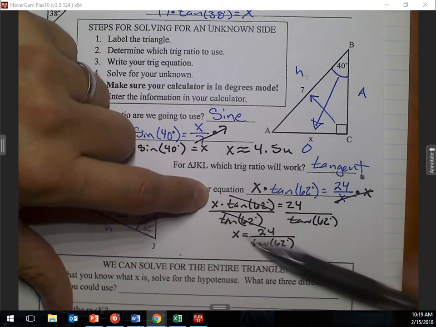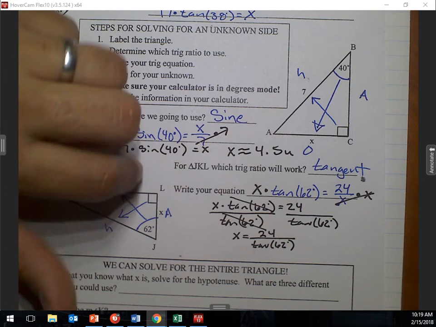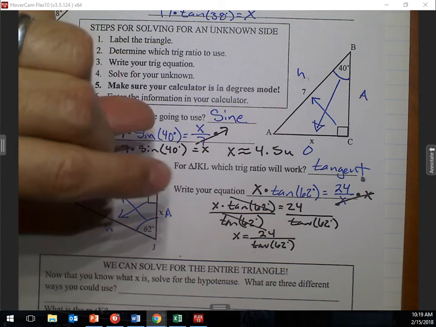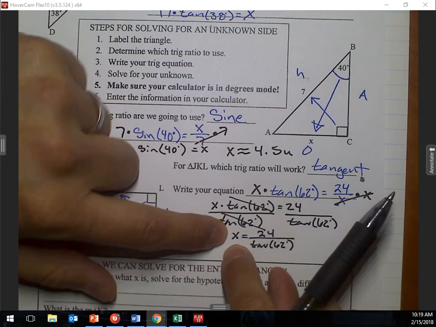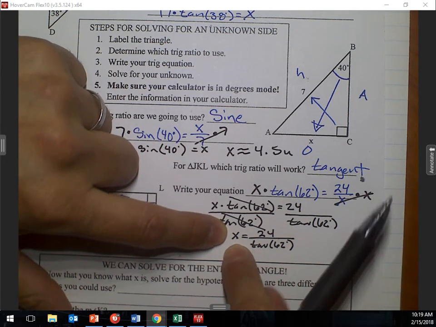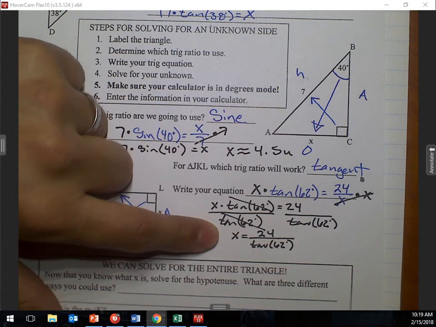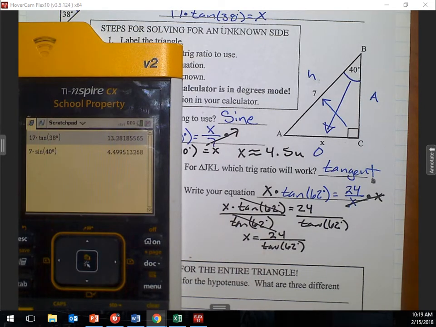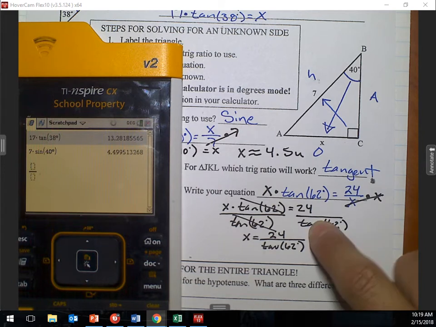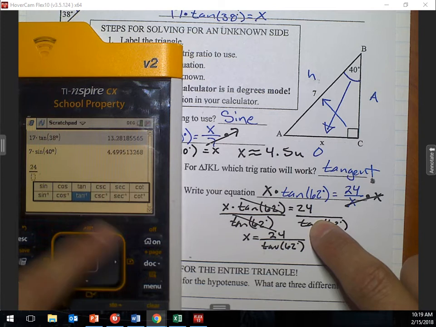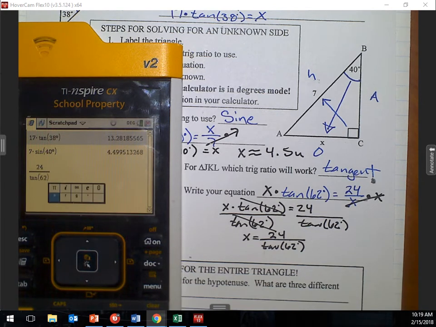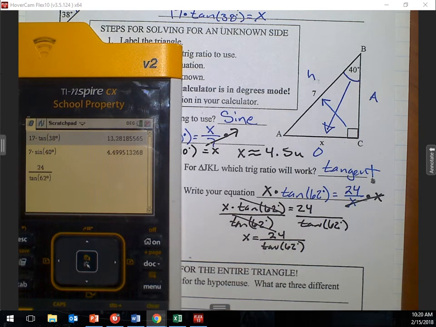These problems right here are probably going to be one of the more complicated ones, but I guarantee you this problem is going to be on the test, like this. So, is my variable by itself? Yes. The variable is now by itself, so I can enter that in the calculator. So I'm going to do my control divide. 24 goes on top, and then tangent 62 degrees on bottom, right here.